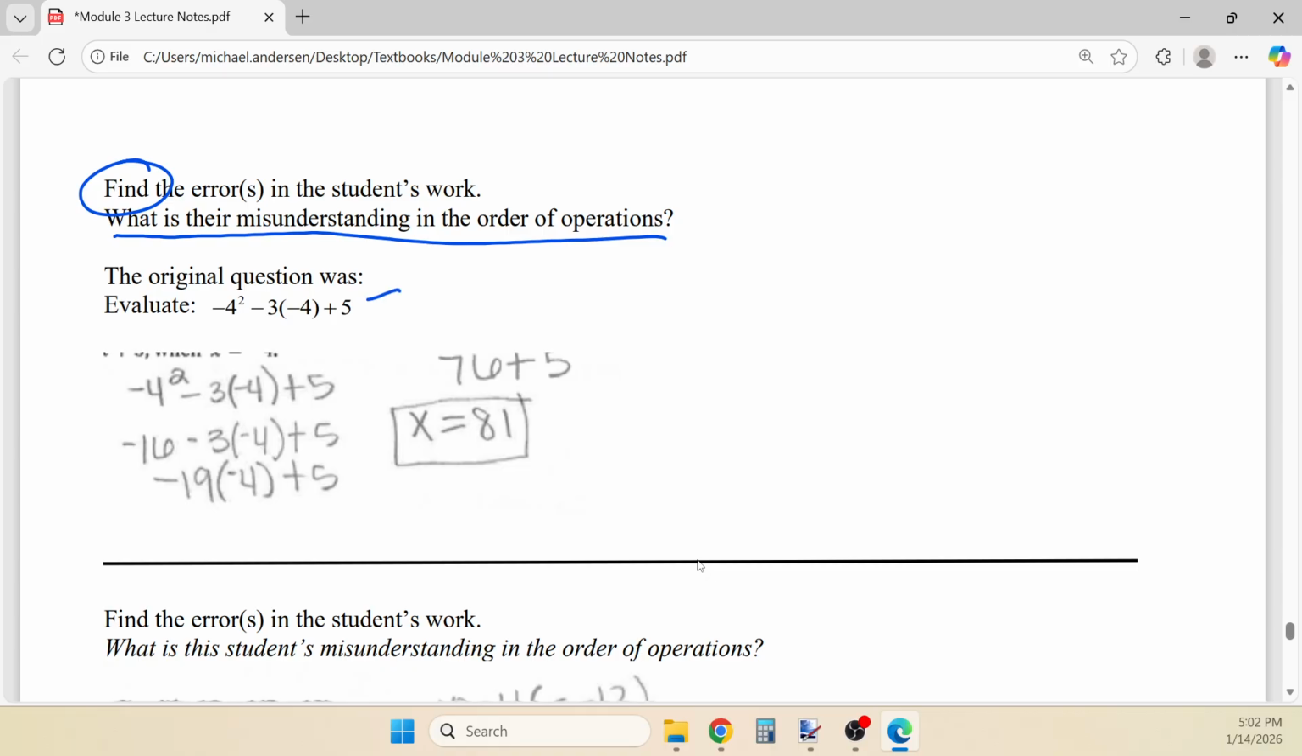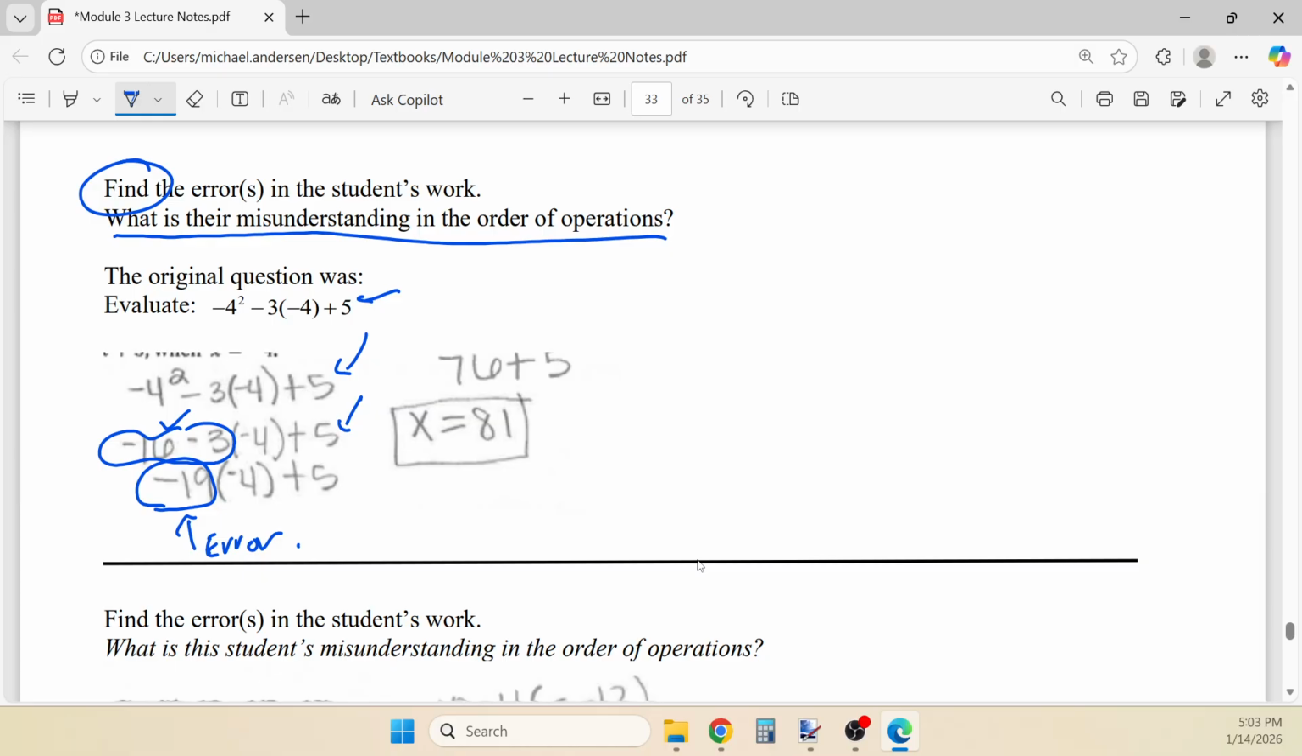So the question is to evaluate that. We look and we see, well, the first thing they did was they copied the problem. And it looks like they copied it correctly. The next thing they did was they squared the 4, and that looks good. The next thing they did was they combined the 16 and the -3 to get -19. So this is the error. And the error is they subtracted before multiplying.